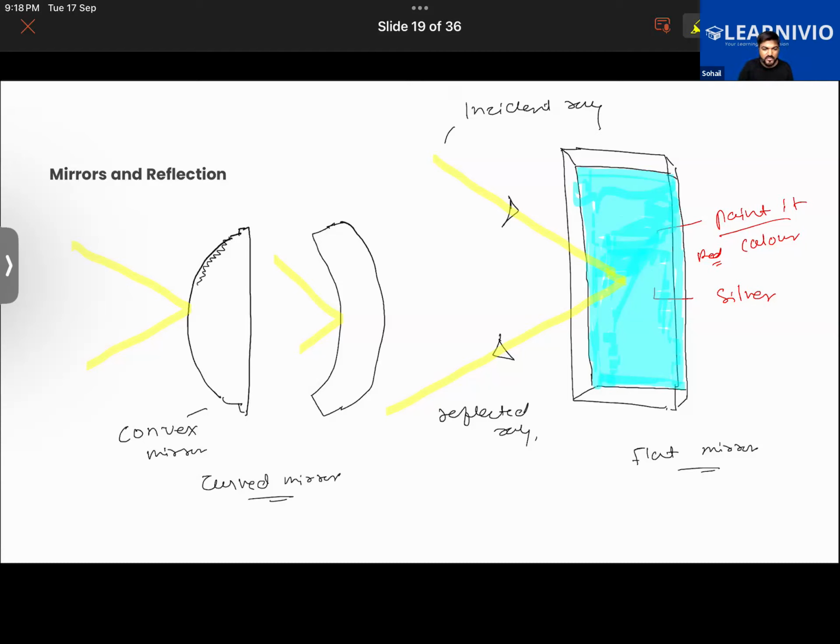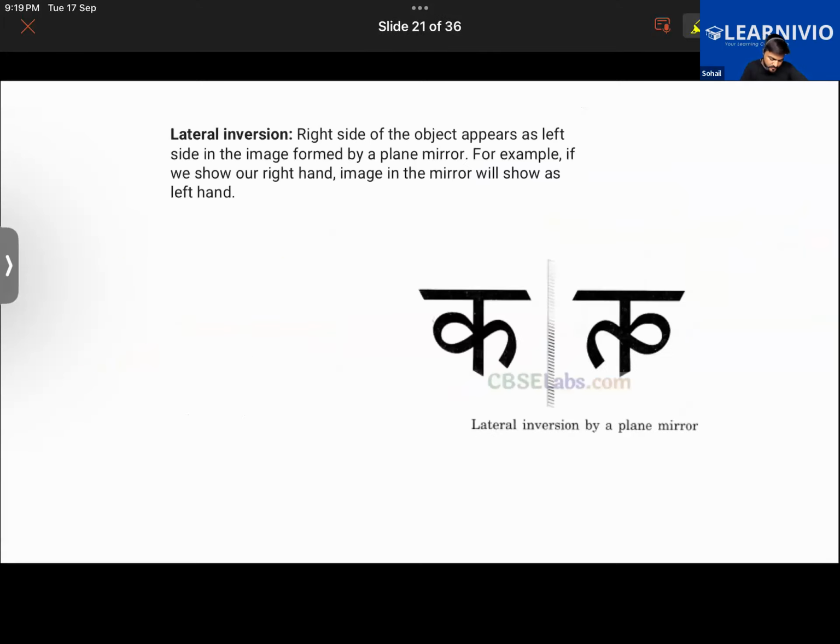Now, the question is how does a mirror work? We know that when a light ray falls on a reflecting surface, it gets reflected. We also know that light is energy, and energy can either be reflected or absorbed. So here, the mirror reflects that light energy. And when those reflected light rays enter our eyes, the image of the object from where the light was coming is formed.